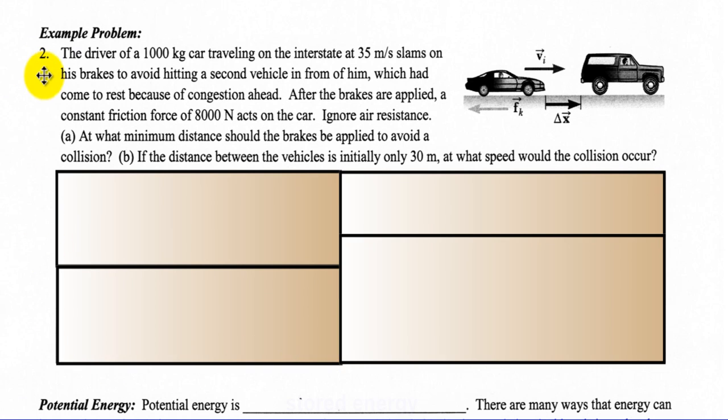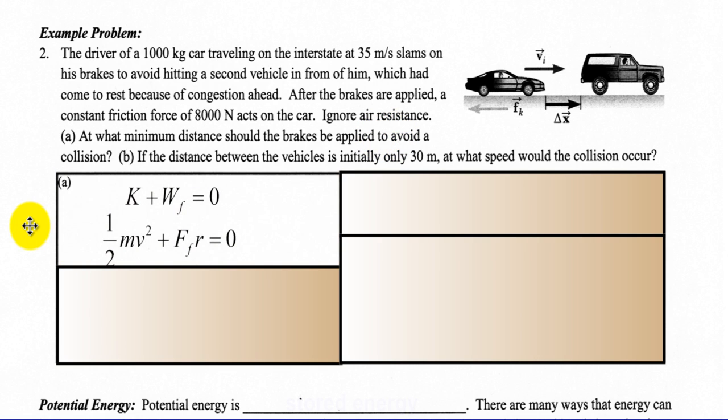Another example problem. The driver of a 1000-kilogram car traveling on the interstate at 35 meters per second slams on his brakes to avoid hitting a second vehicle in front of him, which had come to rest because of congestion, right? So traffic jam. After the brakes are applied, a constant friction force of 800 newtons acts on the car. So you can see it's moving to the right, but this frictional force is acting to the left. So it's going to be taking energy out of our system. Ignore air resistance. A. At what minimum distance should the brakes be applied to avoid collision?